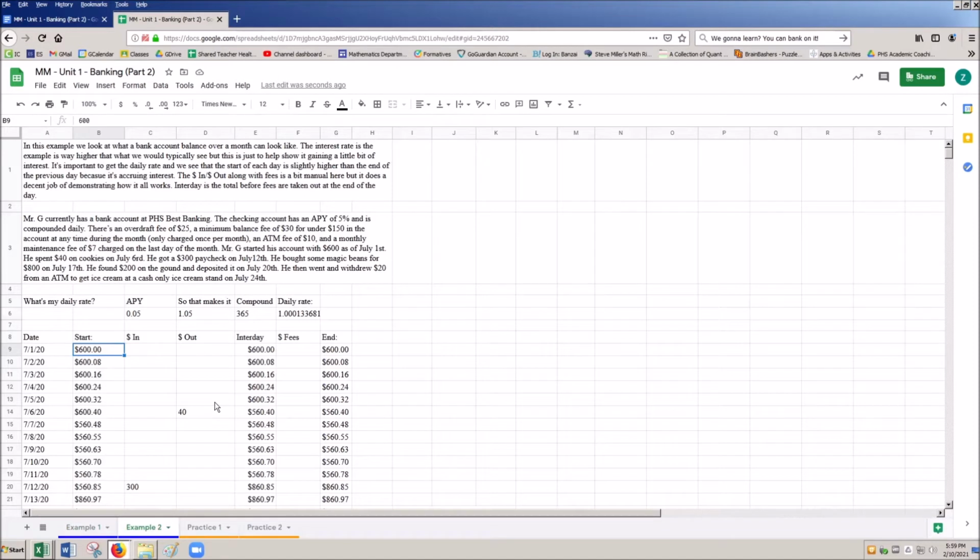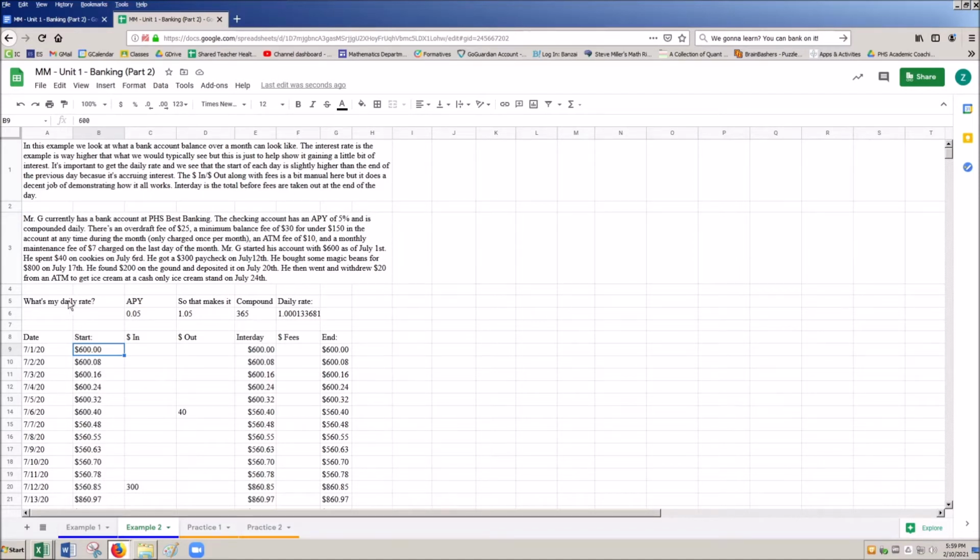Example 2 is where it gets a little bit gnarly, and this is why I've given you a full-blown example here, so when you get to practice 2, you don't kind of freak out. So in this example, I'm going to go over how a bank account is going to look like for a month, different transactions in and out, and with whatever the starting amount is. I'm going to start us out here with $600, but I will read through the example here.